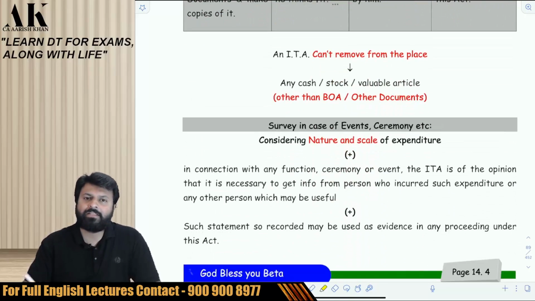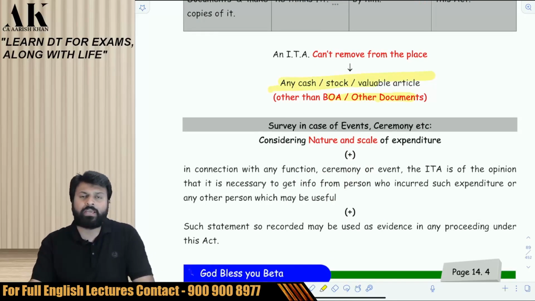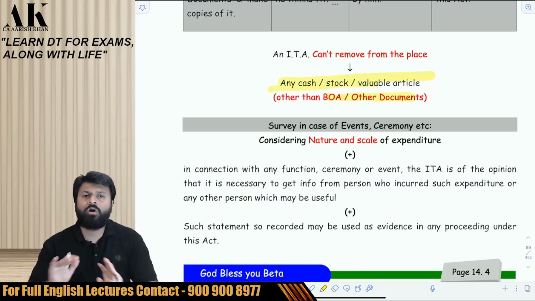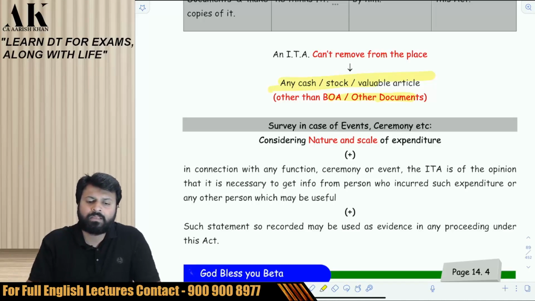Can the department take anything from survey? Yes, they can take books of accounts and other documents. They cannot take cash, they cannot take stock, they cannot take valuable articles during survey. All these powers are given under the great power of search and seizure and not under survey. Be very careful.